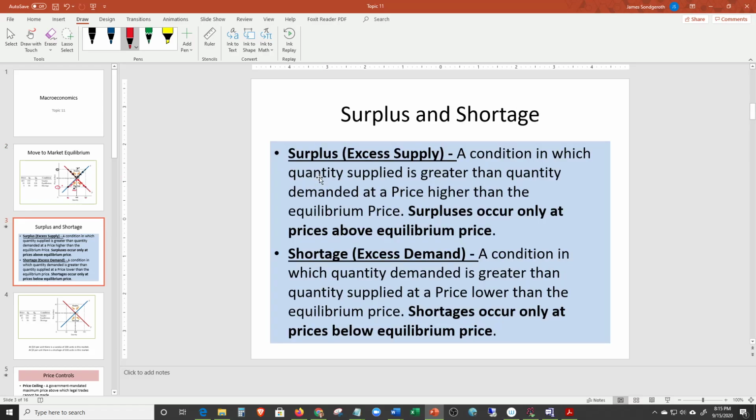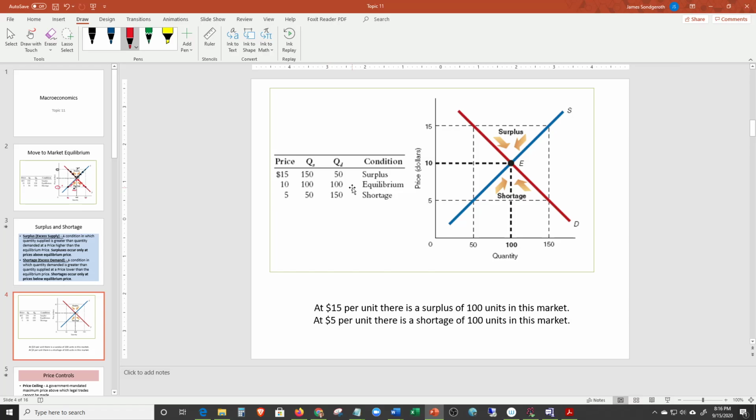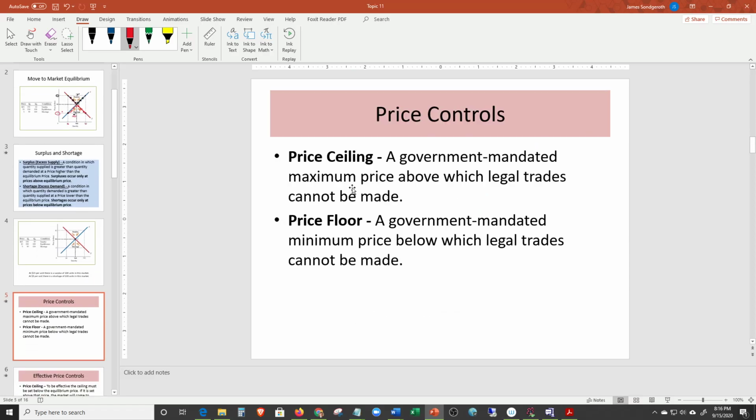All right. And this is just the definition we saw in 10 about surplus and shortage. Surplus, another term for it is excess supply. Another term for shortage is excess demand. Okay, so here we go. Yeah, just surplus and shortage.